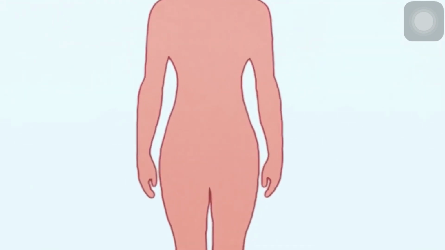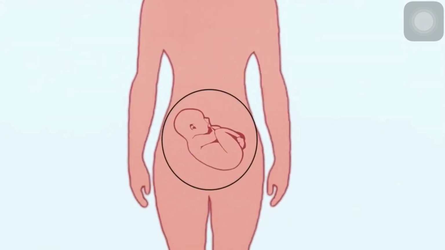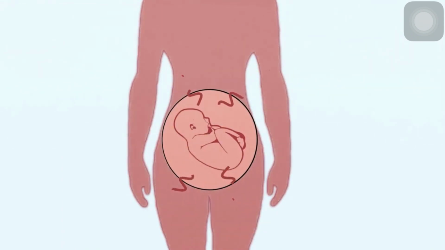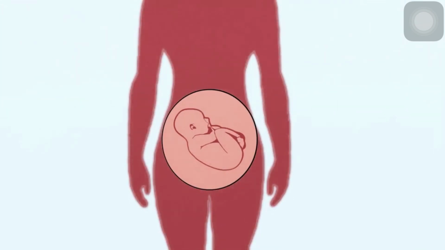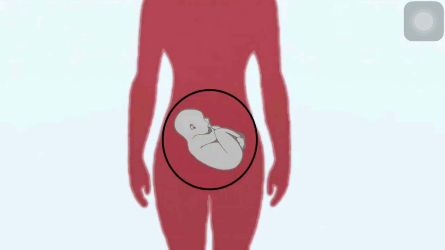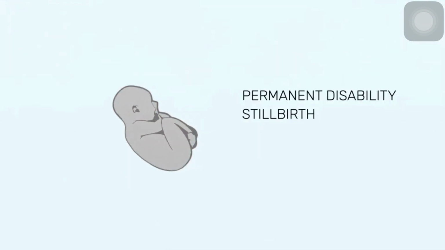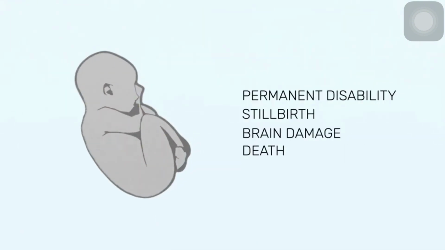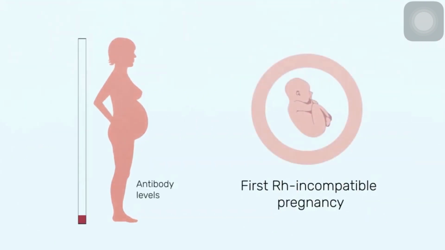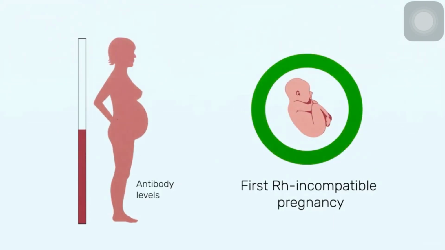That's why it's dangerous when an Rh negative woman becomes pregnant with an Rh positive baby. If the baby's red blood cells get into the mother's bloodstream, her immune system will consider them foreign invaders and create antibodies to destroy them. These antibodies can also cross the placenta and attack the fetus, with terrible consequences like permanent brain damage and even death. This immune reaction begins during a mother's first pregnancy, but is only completed after the baby is born.